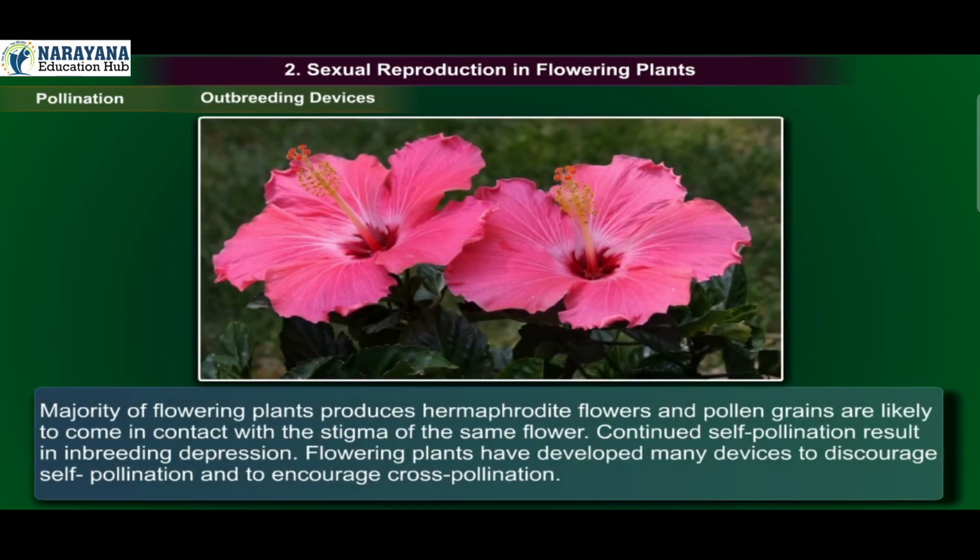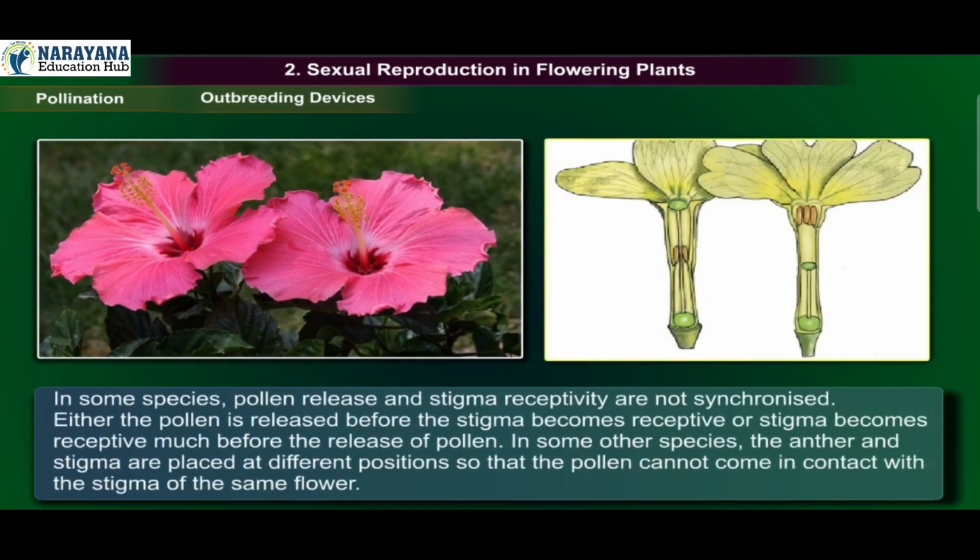Outbreeding devices. Majority of flowering plants produce hermaphrodite flowers and pollen grains are likely to come in contact with the stigma of the same flower. Continued self-pollination results in inbreeding depression. Flowering plants have developed many devices to discourage self-pollination and to encourage cross-pollination. In some species, pollen release and stigma receptivity are not synchronized. Either the pollen is released before the stigma becomes receptive or stigma becomes receptive much before the release of pollen.